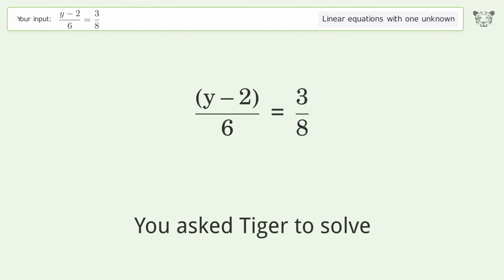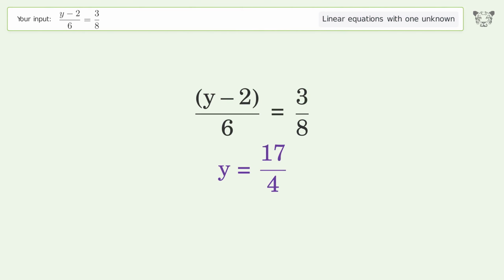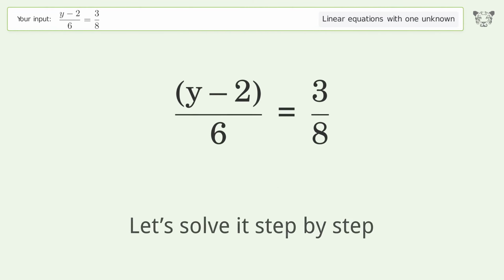You ask Tiger to solve. This deals with linear equations with one unknown. The final result is y equals 17/4. Let's solve it step by step.